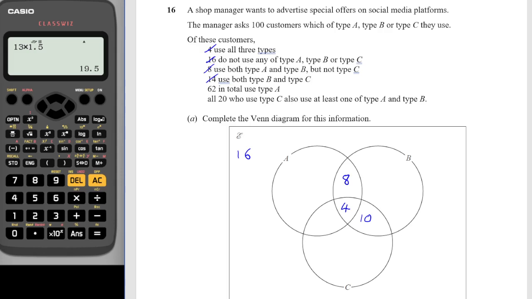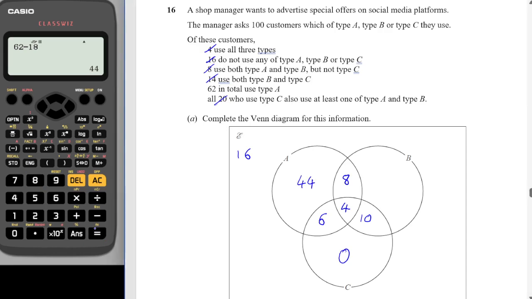All 20 who use type C use at least one of type A and B, so that means we cannot have anyone just using C, which helps with the other parts. So if we've got a 4 and a 10 there, that adds up to 14, so that value there must be 6. So we've used that piece of information, and then we can go back and fill in this piece of information. So these currently add up to 18. So if we do 62 take away 18, that's going to be 44 in that section there.